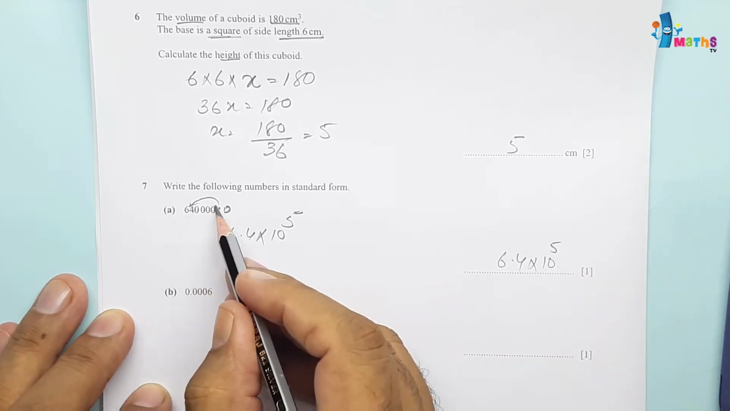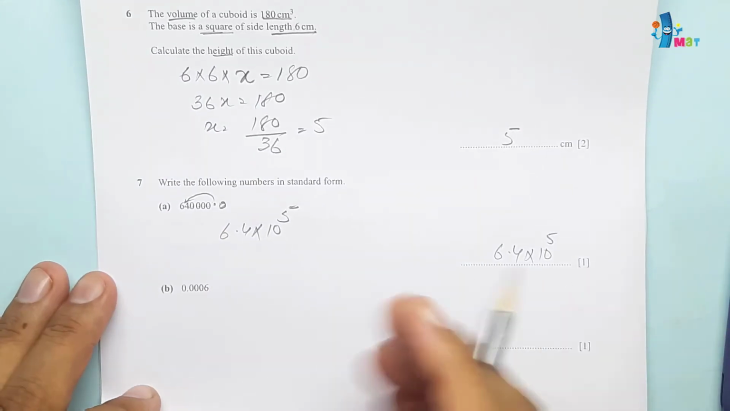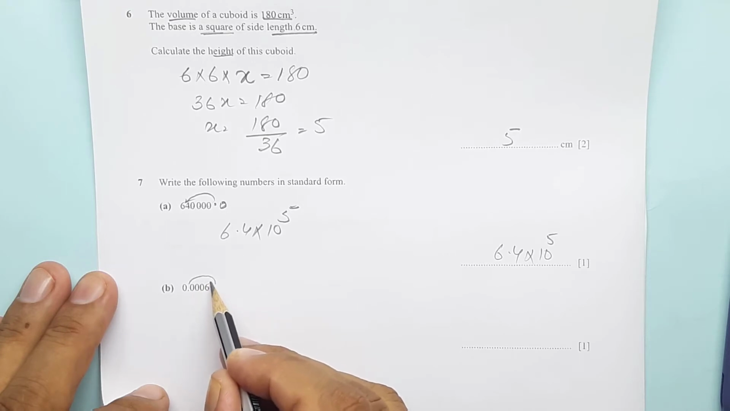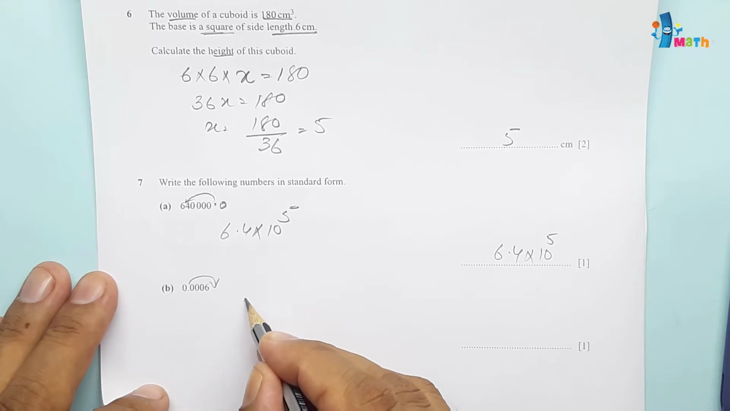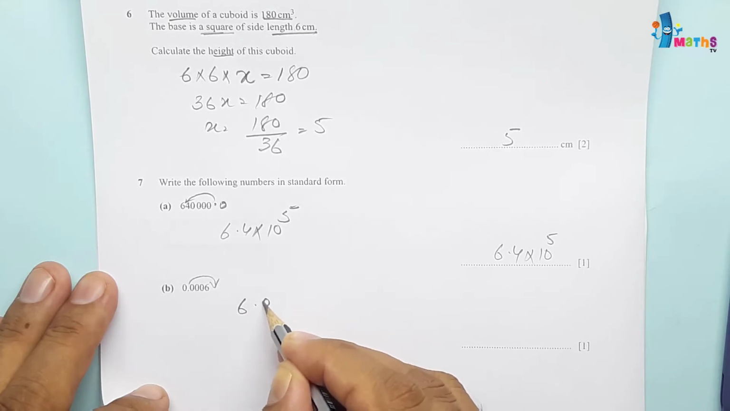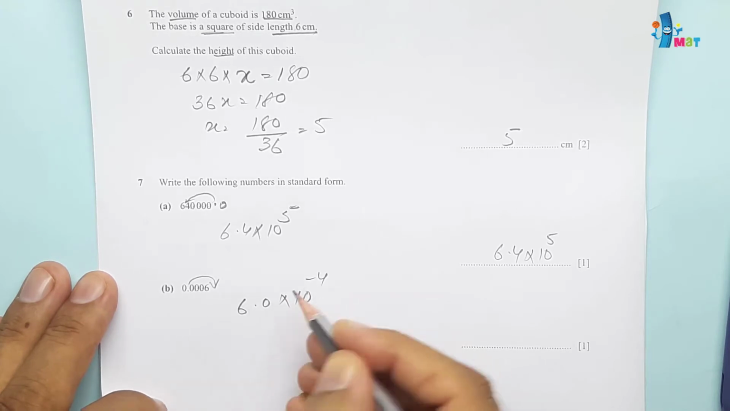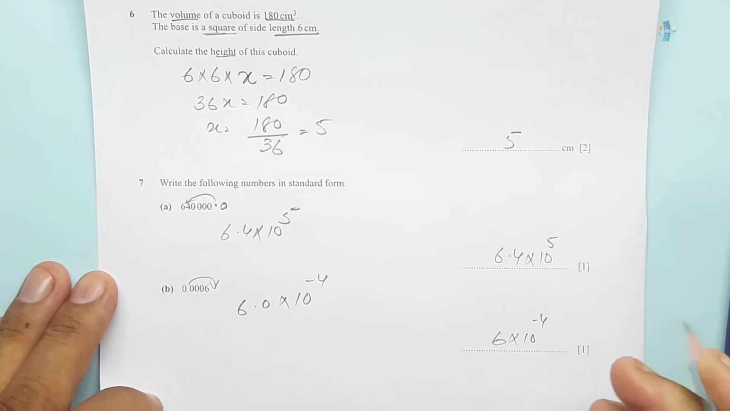If jumps are to the right, then it will be negative. If left, then it will be positive. And in this case we have to move this decimal to here, and it will be 1, 2, 3, 4 jumps. So you can write 6.0 into 10 raised to the power -4, or even 6 into 10 raised to the power -4 will also work.